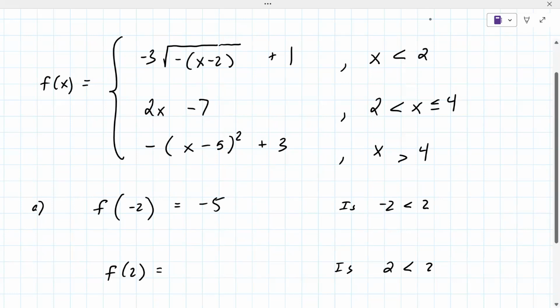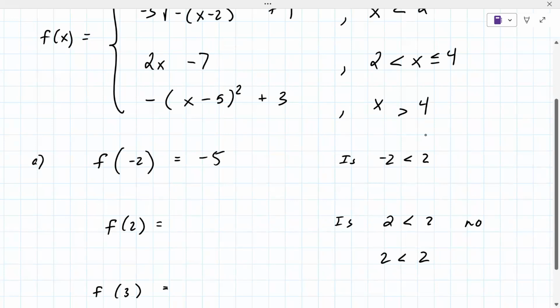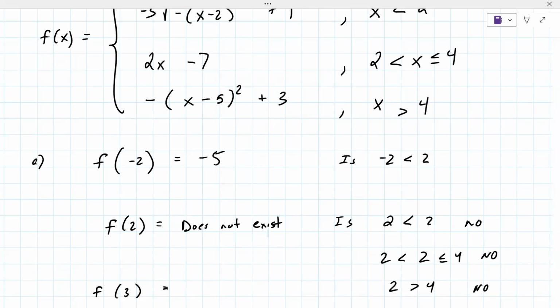No. And then you go to the next interval. Is 2 between 2 and 4, not including 2? No. Is 2 greater than 4? No. So this is me just picking something that I didn't know if you'd seen in class. This does not exist. Usually it will exist, but I just picked one where I don't know why the instructor chose to not make this domain continuous, but he or she did.